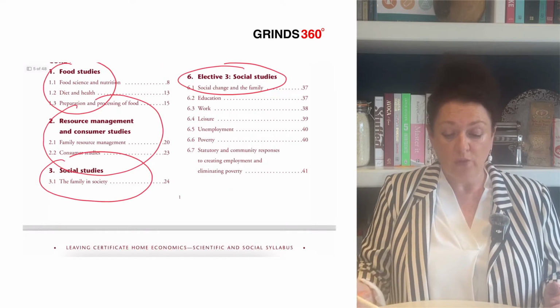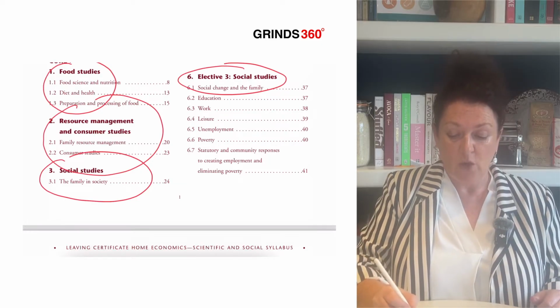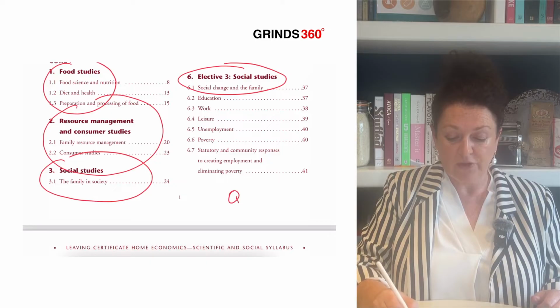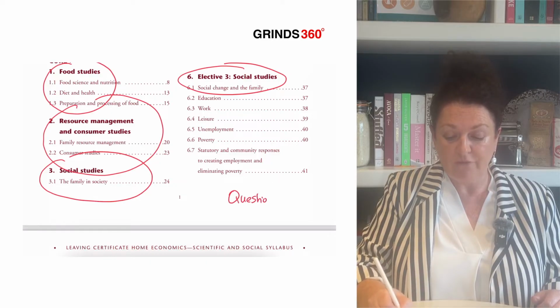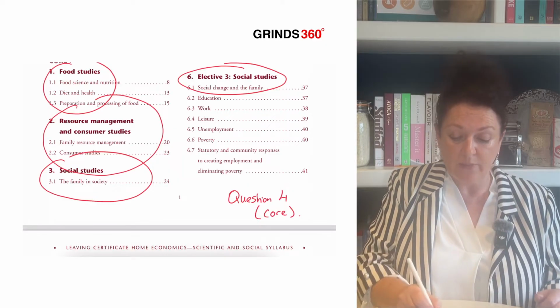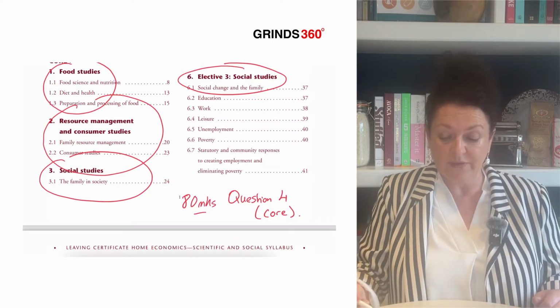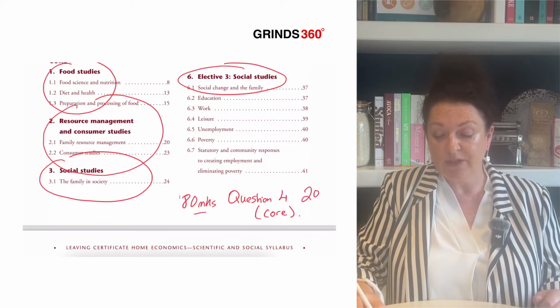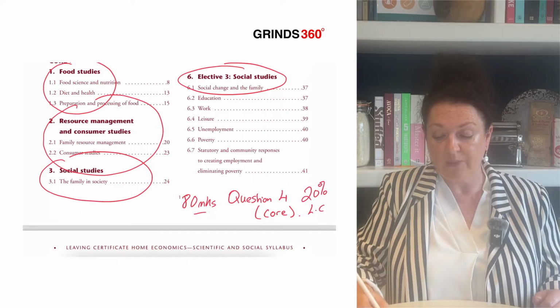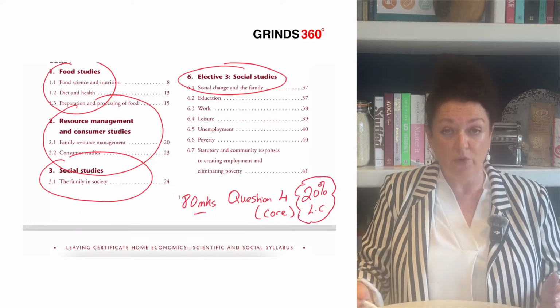Throughout the course of our 30 weeks, we're going to be looking at what is referred to as question four, the core. It is exactly the same number of marks. It makes up 80 marks out of a total of 400 for Leaving Cert, and that equates to 20% of the Leaving Cert course. Now, what exactly does question four, the core, cover?